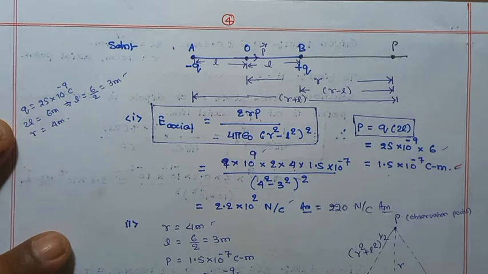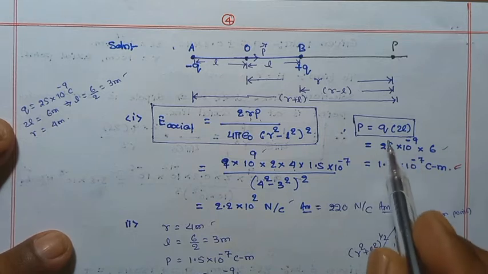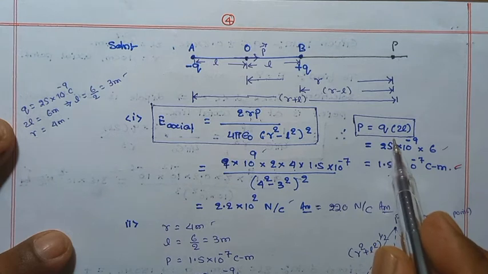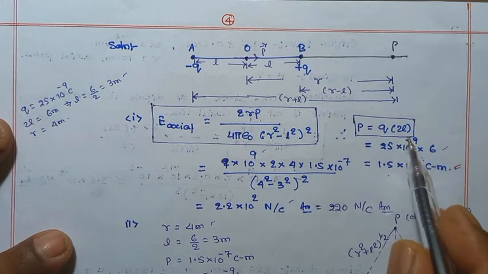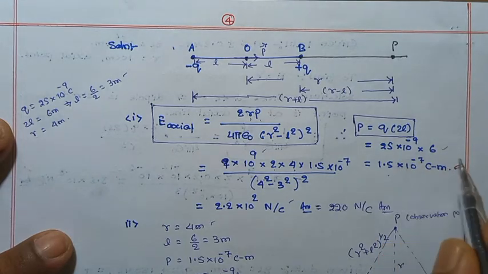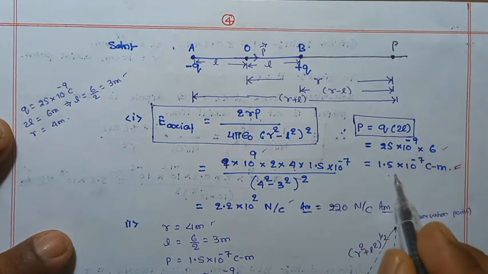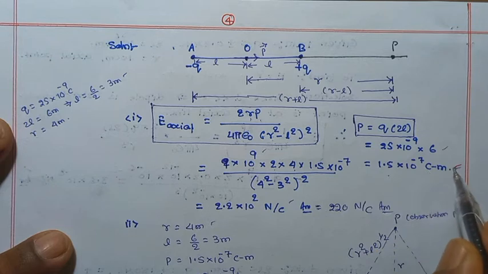Here P is the electric dipole moment. So first we will calculate dipole moment P is equal to Q times 2l. Q is the magnitude of charge, which is given as 25 into 10 power minus 9, and 2l is the dipole length, that is 6 meter. After solving this, we will get 1.5 into 10 power minus 7 coulomb meter.